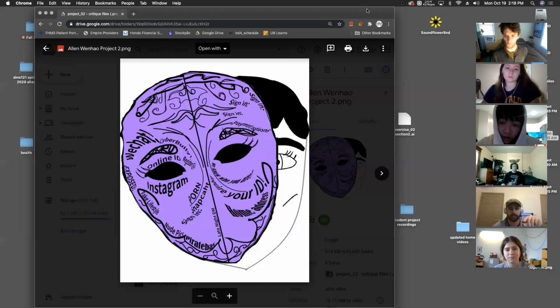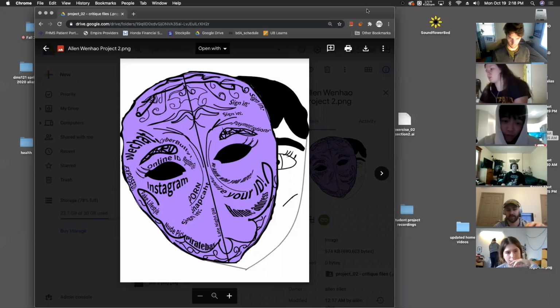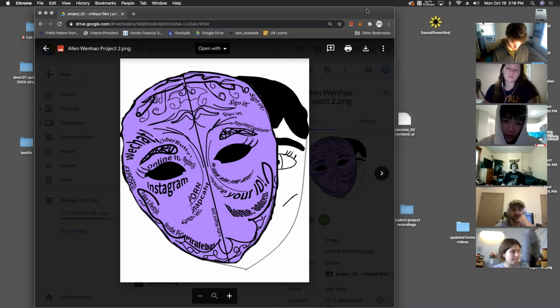I like what you have with the mask so far. I feel like it looks really good. One thing for me is I feel like, other than the mask and the face, you really don't have anything behind that. It's just very blank. So maybe you could add something to the rest of the image.